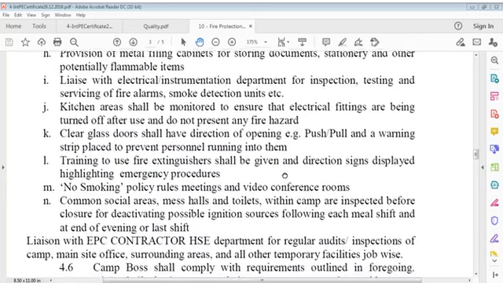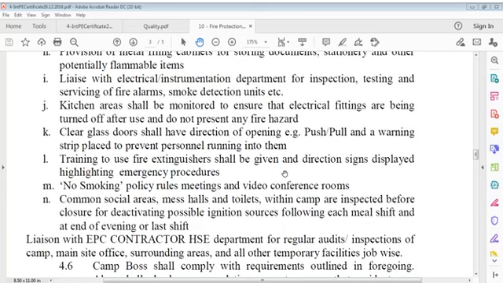Responsibility lies with the electrical instrumentation department for inspection, testing and servicing of fire alarms, smoke detection units, etc. Kitchen areas shall be monitored to ensure that electrical fittings are turned off after use and do not present any fire hazard. Clear glass doors shall have direction of opening, namely push-pull, and a warning strip placed to prevent personnel running into them.